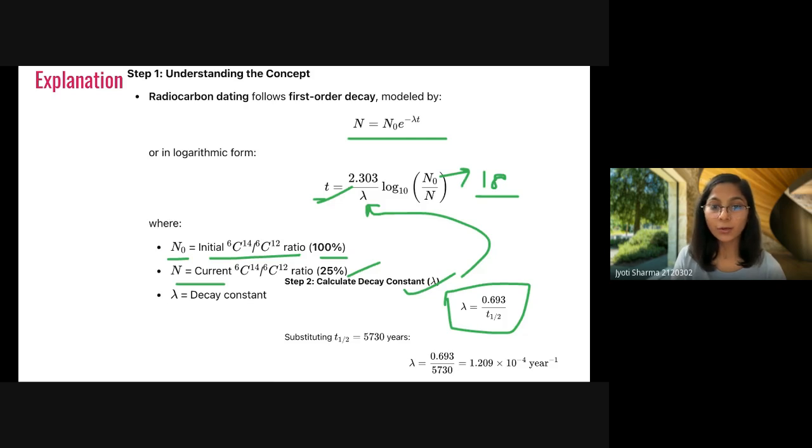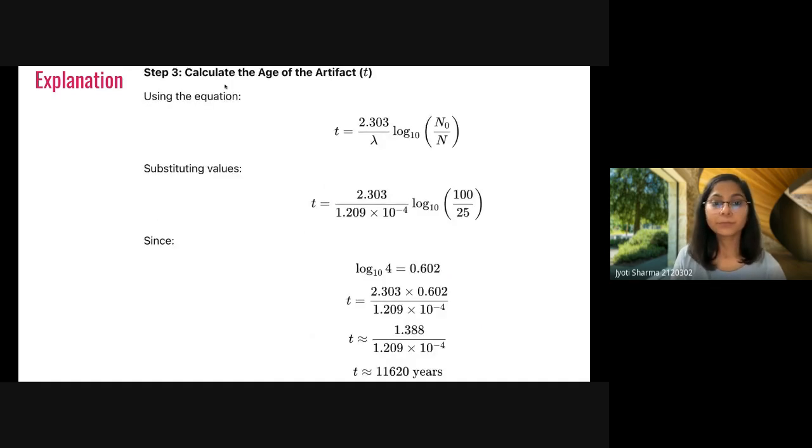Let me show you how. So we have 100 upon 25, and this is how we calculated the time t, that is the average time. So the age of the wood is 11620 years. Okay, so this is how we can calculate the age of any artifact.